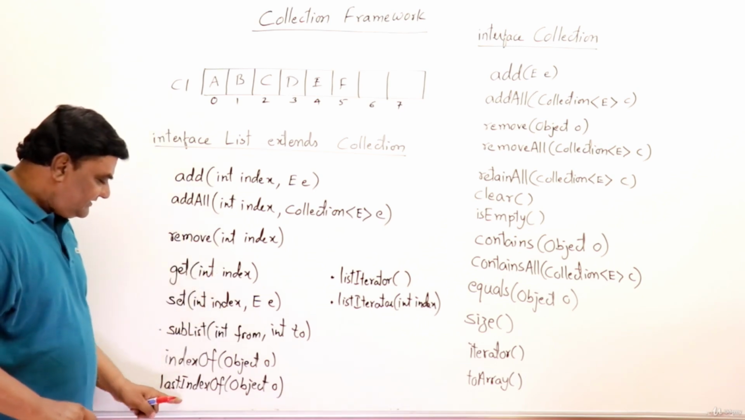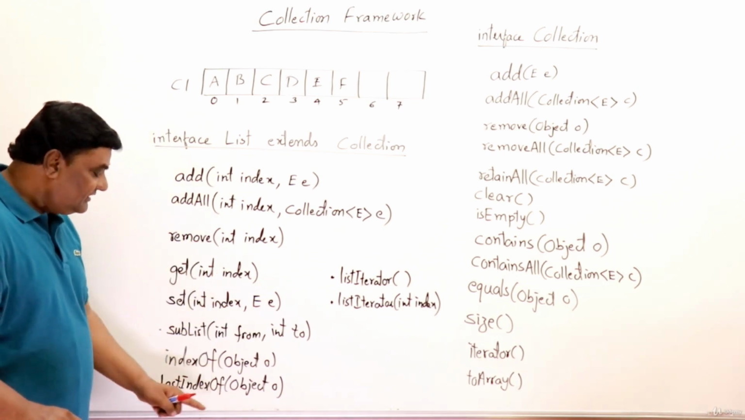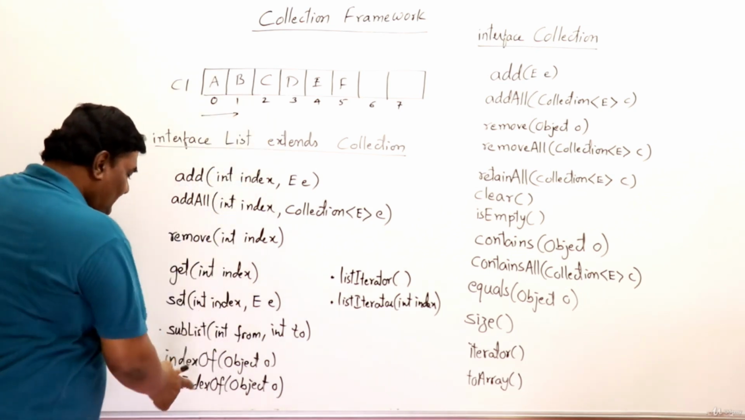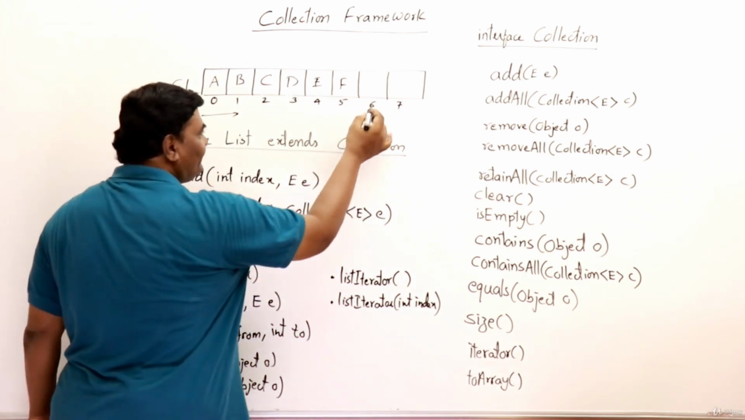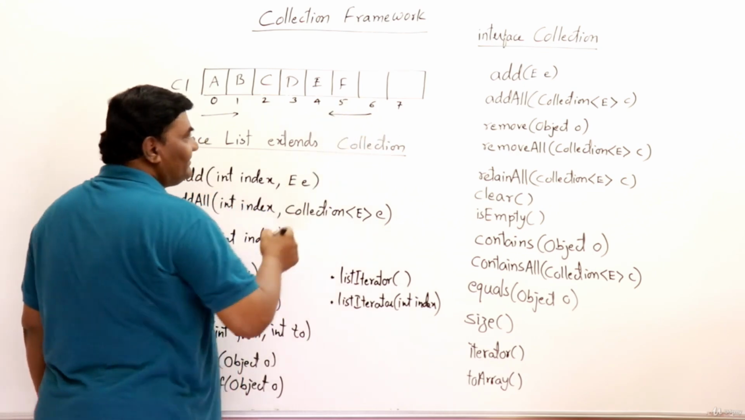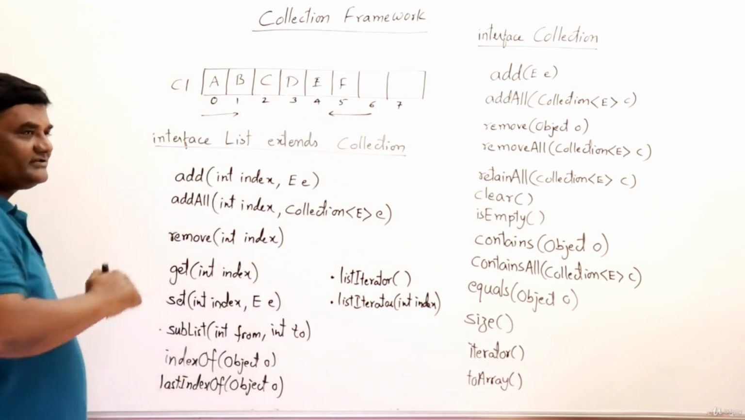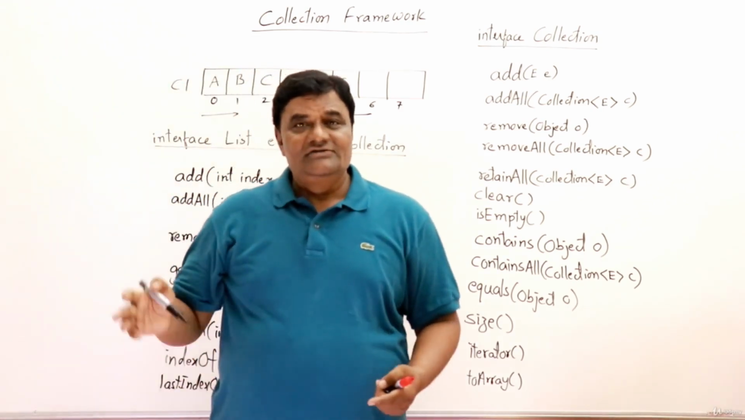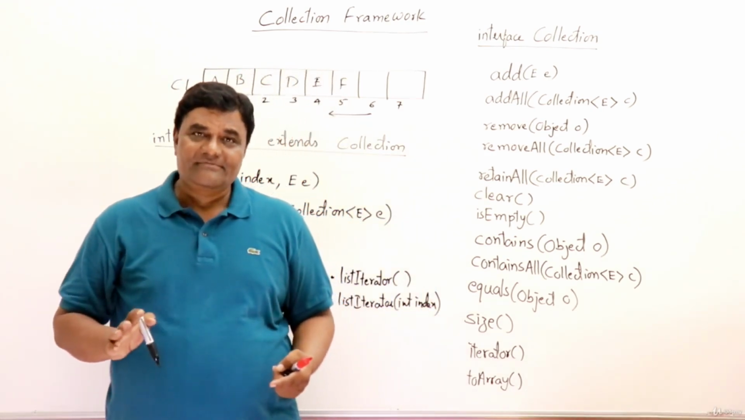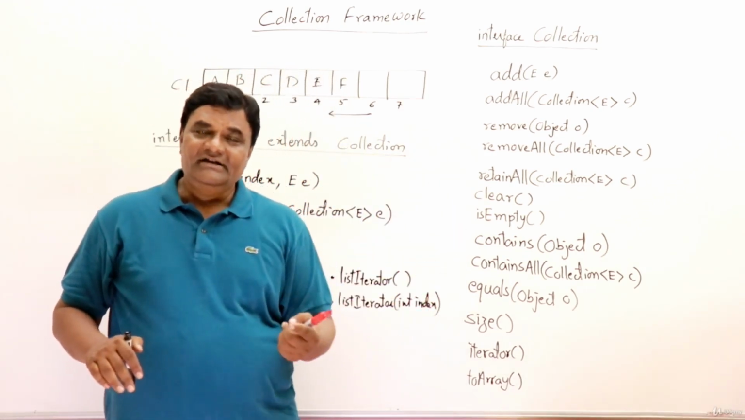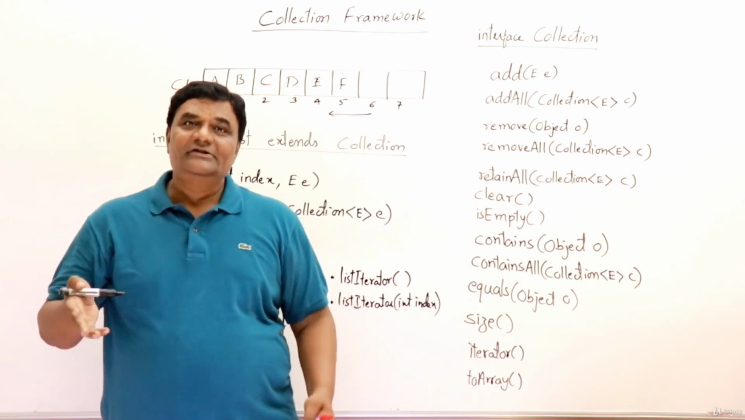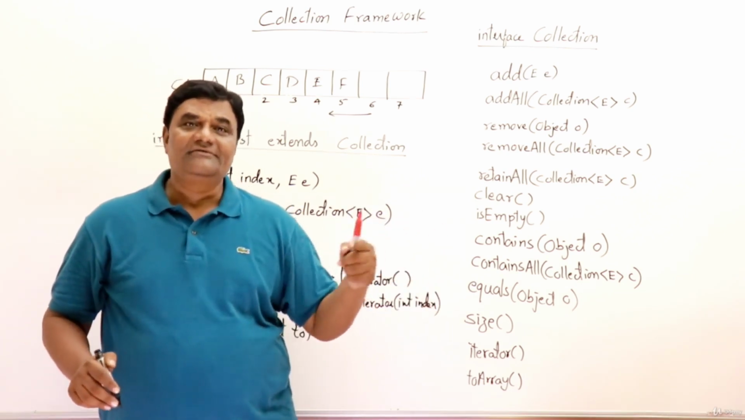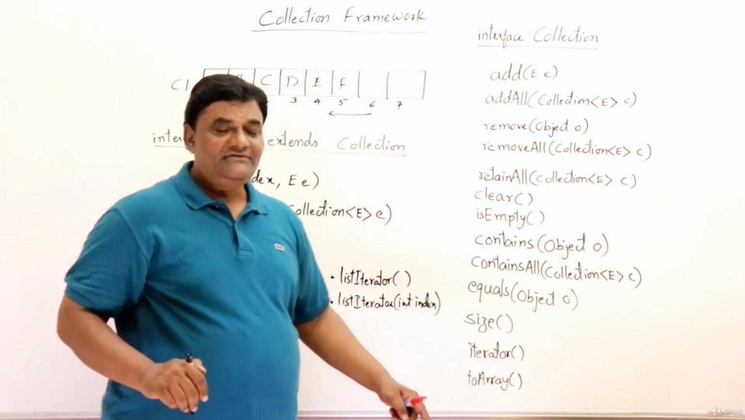Then one more method is there, last index of. So this index of will start searching from left to right, and the last index of will start searching from right towards left. So from that side it will search. So if you have duplicates and you are searching for something, you can search from either end, from the starting or from the ending. So if there are more than one objects, you can look for the first one or the last one, the beginning one or the ending one. So index of and last index of, these are useful.